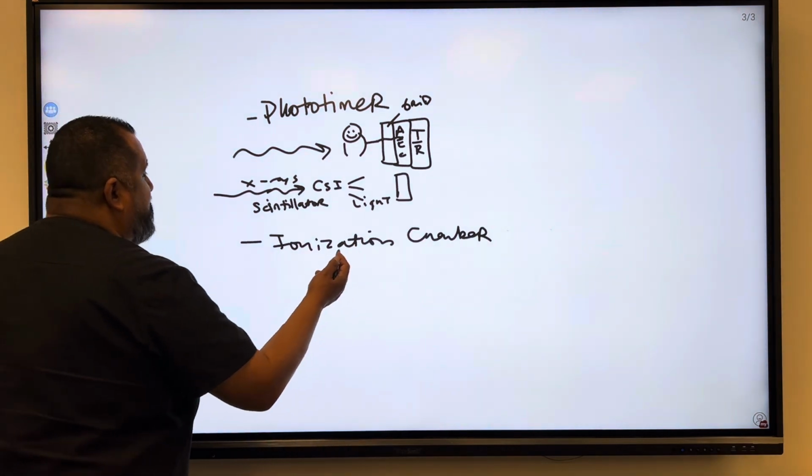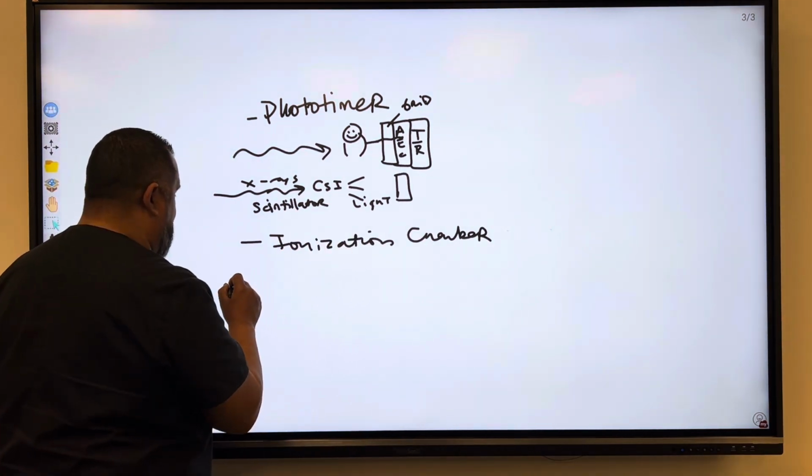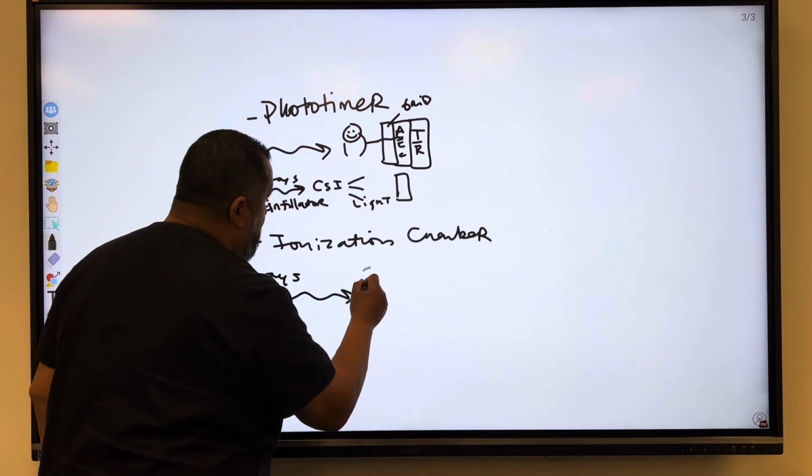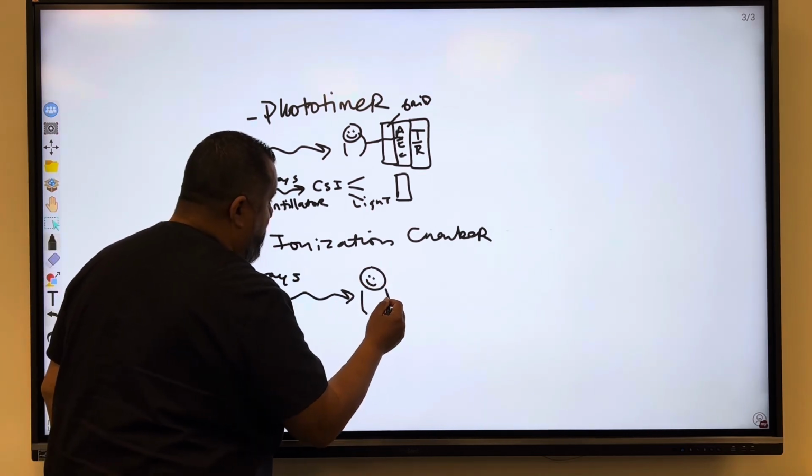Okay. Ionization chambers is normally what we use now. So we have X-ray energy, X-rays, that are going to go through the part. Again, this is our patient. They're happy.